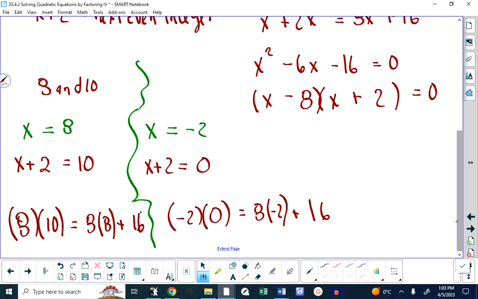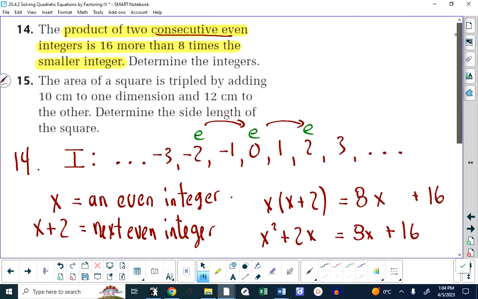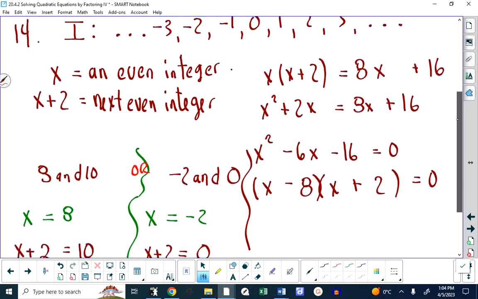We have two answers here. The integers are 8 and 10, or negative 2 and 0. Now, I haven't looked, but we do need to look, because sometimes it says two positive consecutive integers, in which case that narrows it down. What does it say, though? It just says that.